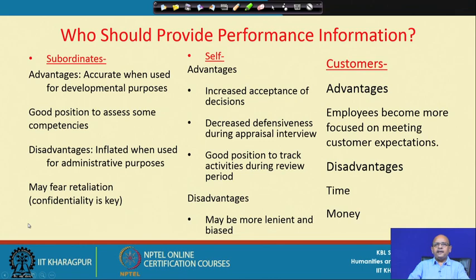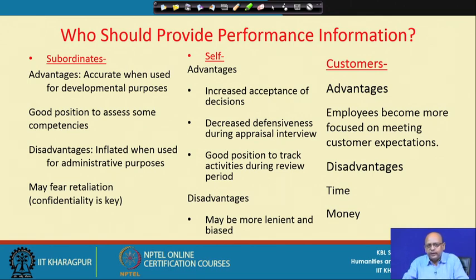Then when you include subordinates in the process, since they work with you, they know what you are doing, whether you are able to guide them, whether you are able to lead them, whether you are going to help them in performing or not. So, they would be able to assess some of your competencies, not all, which are related to their performance. But sometimes subordinates also provide inflated data, because they do not want to displease the supervisors, as they know the supervisor is going to provide them reward. If they give a bad rating, they might fear retaliation also, because you need to maintain confidentiality. So, if you want data from subordinates, you need to maintain confidentiality, that is very important.